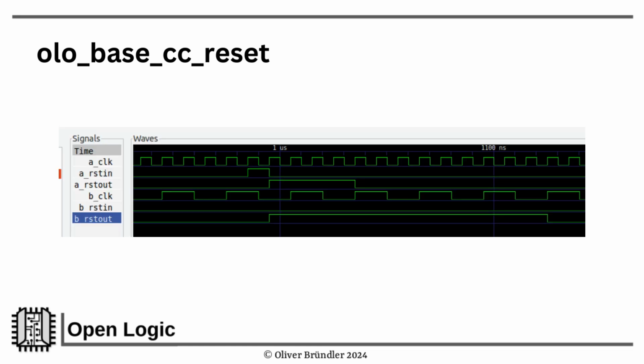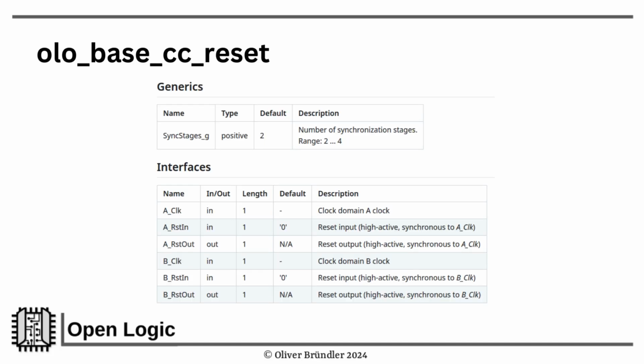This structure ensures that every reset request on any of the two clock domains, even if it's only one clock cycle short, leads to a reset output on both clock domains, which is high for at least one clock cycle at the same time. The interface does not bring much surprises.